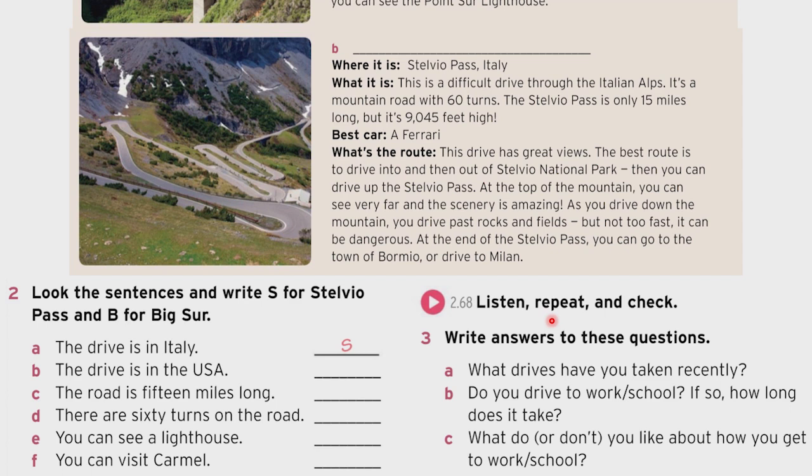A. Stelvio. The drive is in Italy. B. Big Sur. The drive is in the USA. C. Stelvio. The road is 15 miles long. D. Stelvio. There are 60 turns on the road. E. Big Sur. You can see a lighthouse. F. Big Sur. You can visit Carmel.